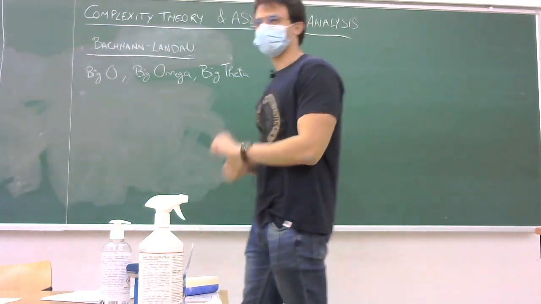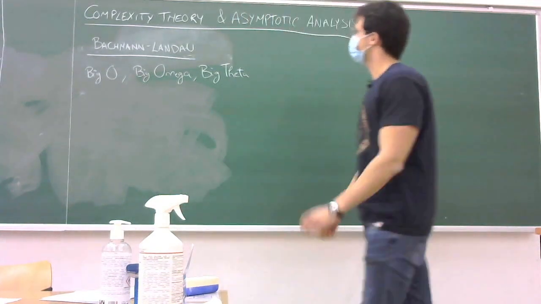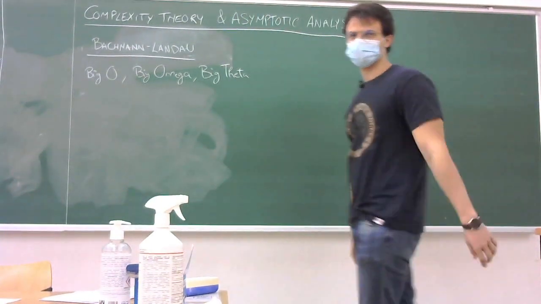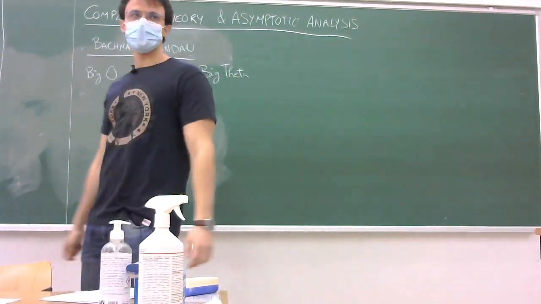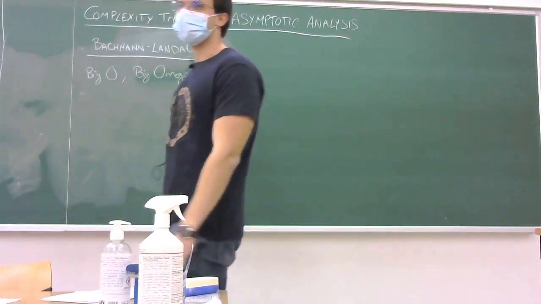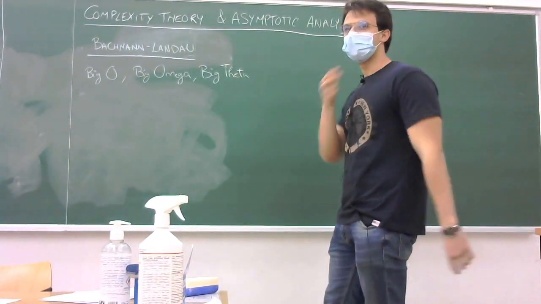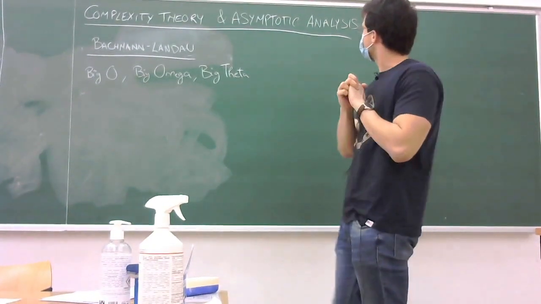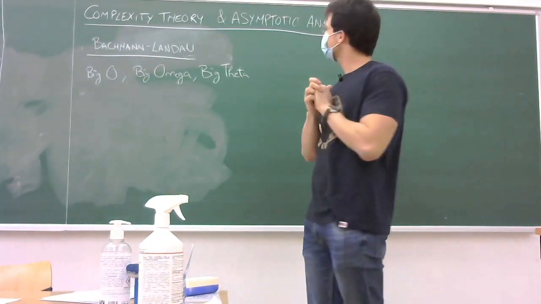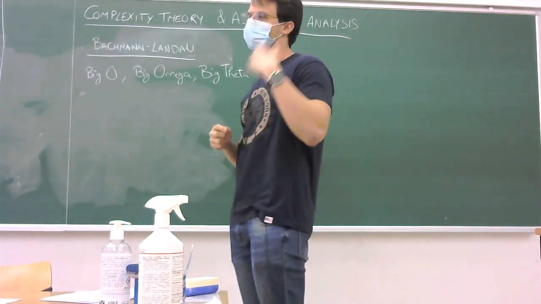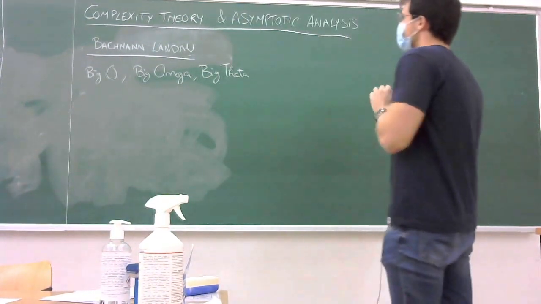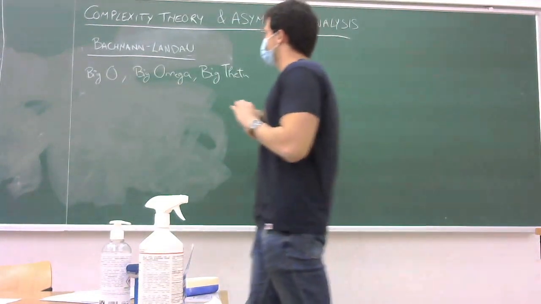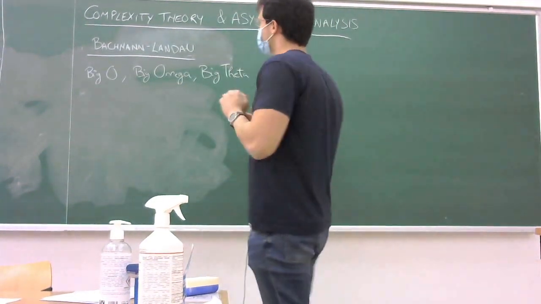So, hello everyone. I'm going to talk about complexity theory and asymptotic analysis, just to get to know a little bit better how we usually, in computer science mostly, analyze algorithms. First, we are going to talk about this asymptotic analysis thing, and then we'll move to complexity theory and complexity classes. So first, I want to briefly introduce the idea of the Bachmann-Landau notation.